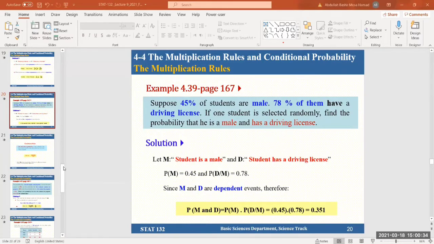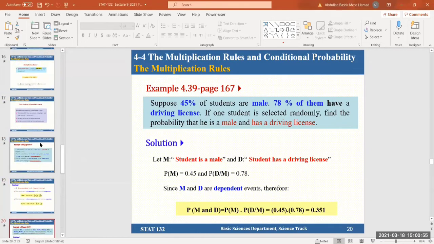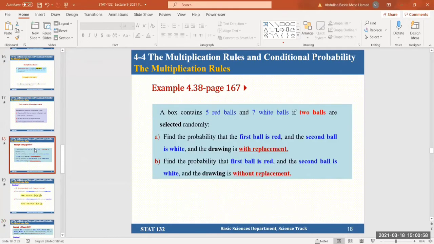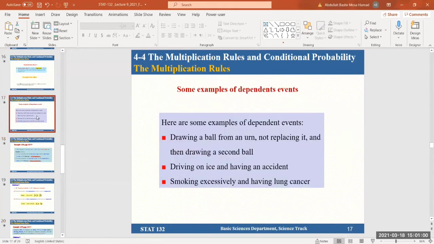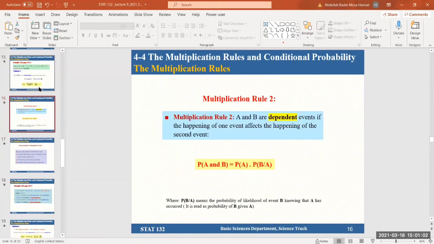So before the break, we discussed mutually exclusive events and the addition rule. Now we are also going to discuss independent events, rule 1. Now we are going to discuss dependent events. If we have two events that are dependent, let's take an example of a dependent event.